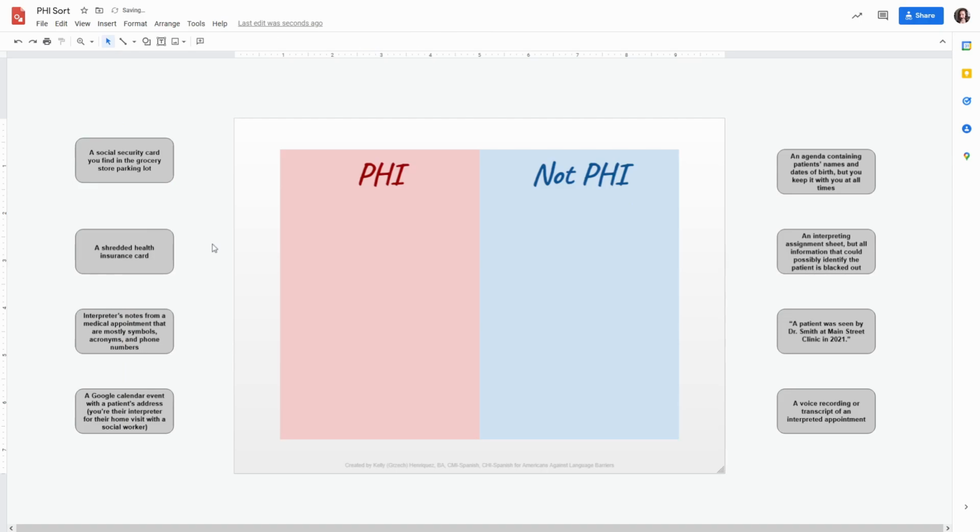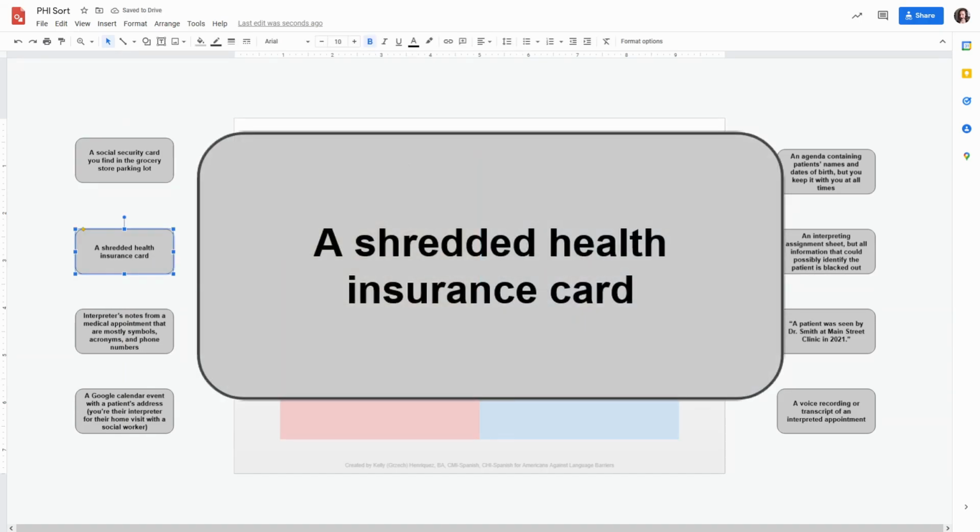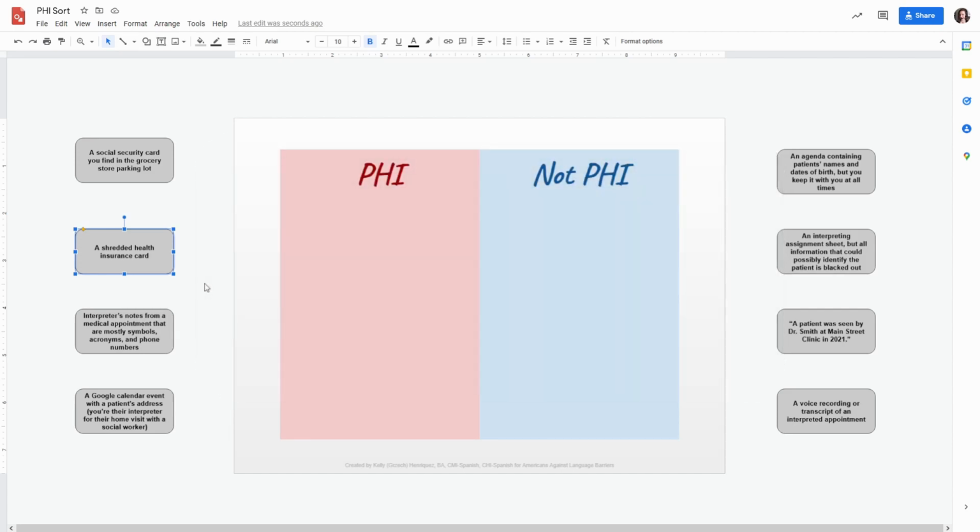So the next one we have is a shredded health insurance card. A shredded health insurance card. So your health insurance card obviously has your name, your member ID number on it, things like that. But because it's shredded, it is considered de-identified. So it's essentially like, unless it's only cut in half and the person just has to put the two halves of the card together, that's one thing. But in this case, it's shredded, it's been de-identified. So this would not be considered to be PHI. Not PHI, a shredded health insurance card. So moving on to the next one.